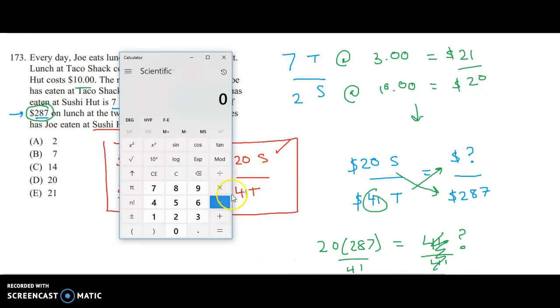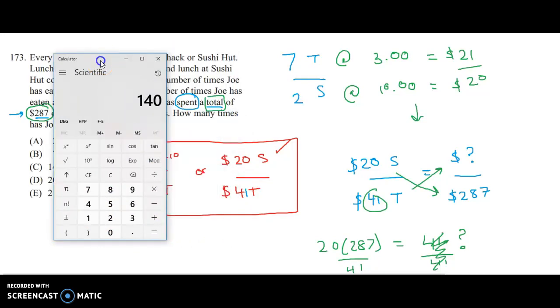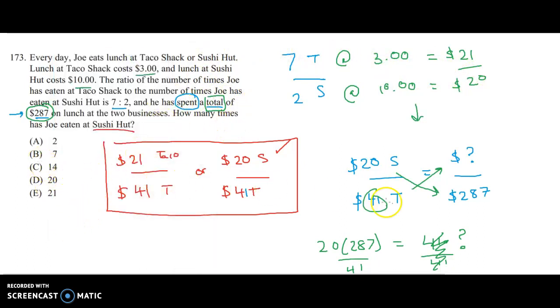All right, so what do we have? Okay, calculator's back up. It's 20 times 287, divided by 41, gives us 140. But here's to be very careful. I bet you that's an answer choice. No, it's not. Okay, so we got the amount of money that we spent at the sushi restaurant. So sushi money spent is $140. In other words, if we spent $287 total on lunch, out of that $287, $140 was spent on the sushi.